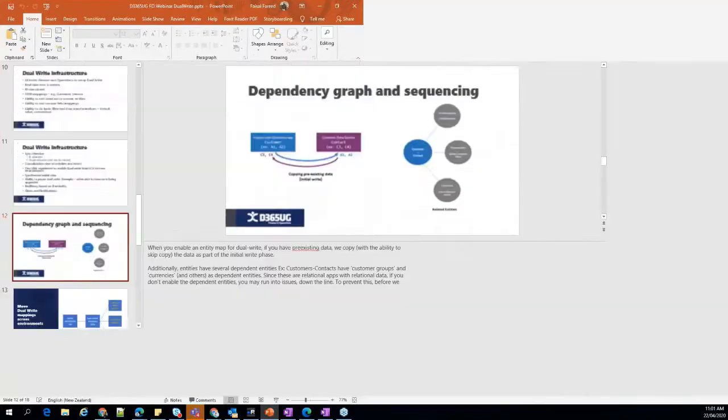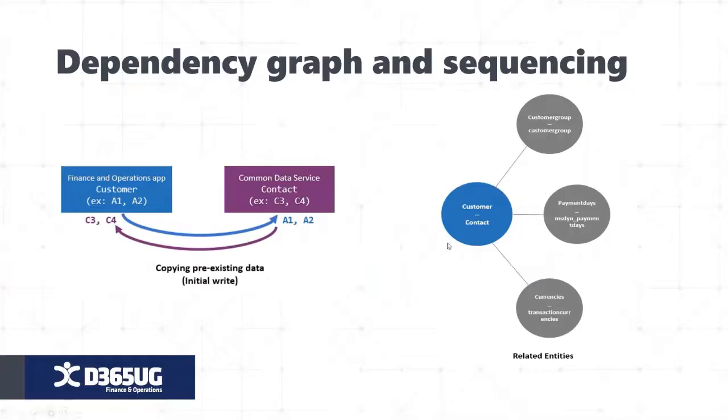Coming back to the deck here, this is one of the dependencies, graph and sequencing. As I have shown you, the initial sync or initial write concept: if we create a customer in finance and operations, it flows from FNO to CDS and from CDS to FNO. If we just want to copy pre-existing data, that is the initial sync or initial write.